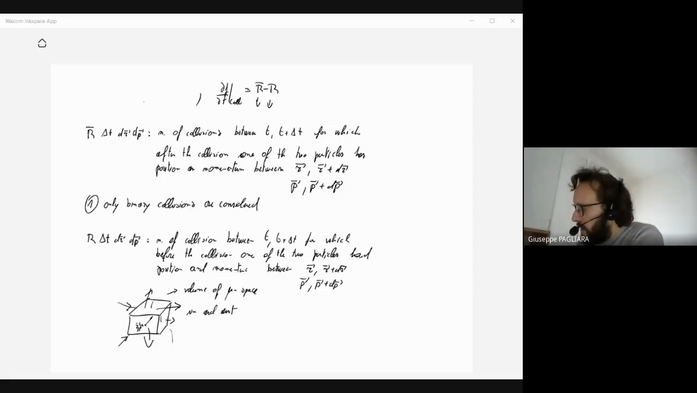So let's take a binary collision. In general, I will have a conservation of energy and momentum. Let's try to write the conservation of momentum as P plus P2 equal to P1 prime plus P2 prime.